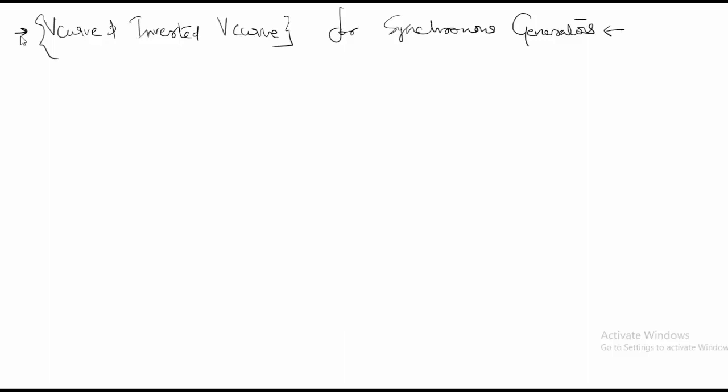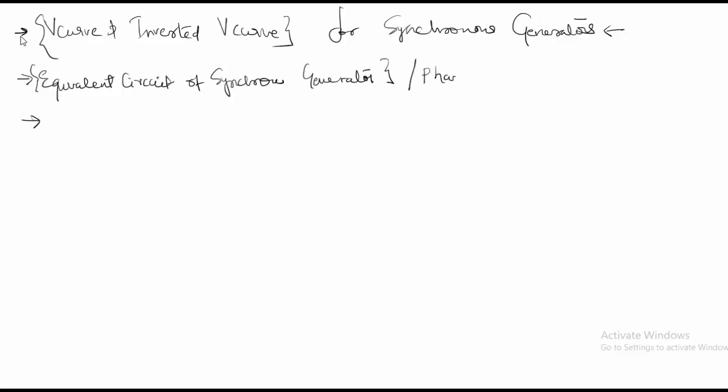In the previous lectures, we have seen the equivalent circuit of the synchronous generator, and based on the equivalent circuit we have written an equation for the terminal voltage per phase. The equivalent circuit which we saw was per phase.